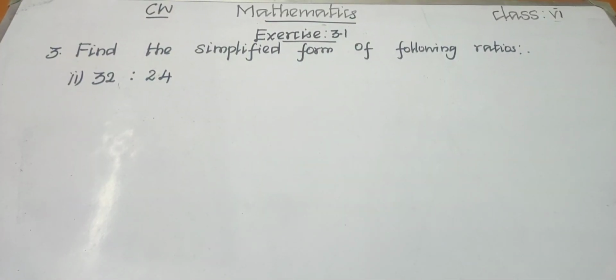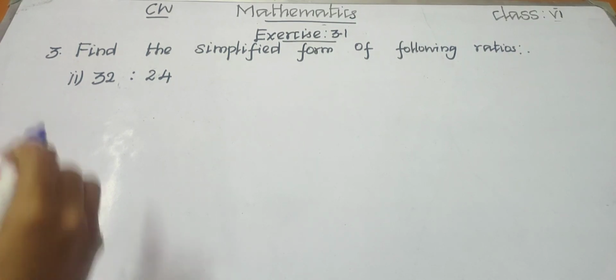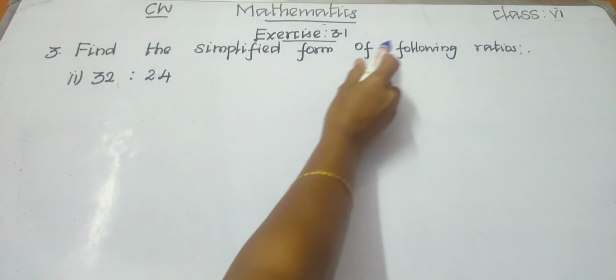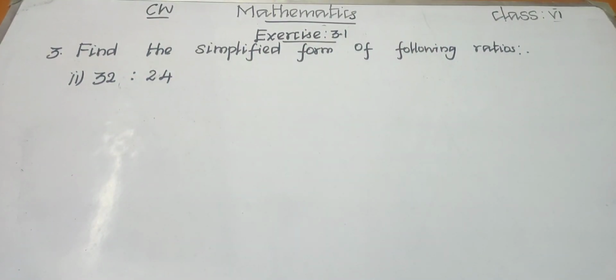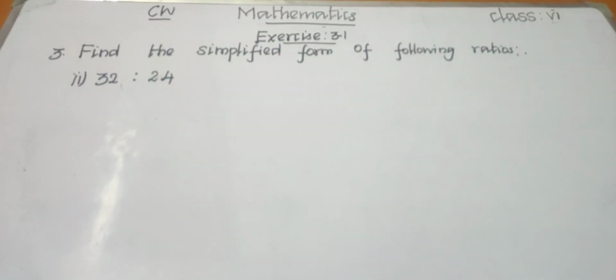Okay, children, write the heading Exercise 3.1. Write Exercise 3.1 in your classwork notebook. Write the third question. Read the question: find the simplified form of the following ratios. Okay, children, so write the second question: 32 is to 24.